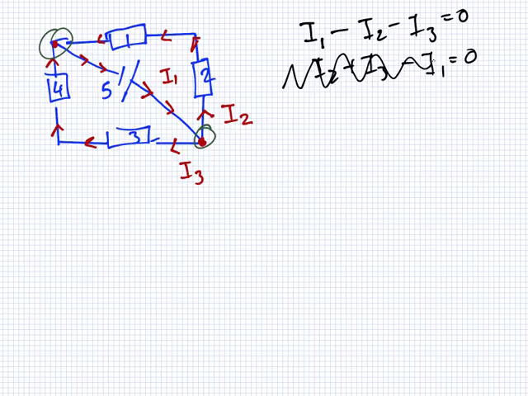We have only one equation, but there's three unknowns. So we must make two more equations. We can't use the junction rule anymore. It's used up. We have to use the loop rule. How many loops can we make? We have a few choices.